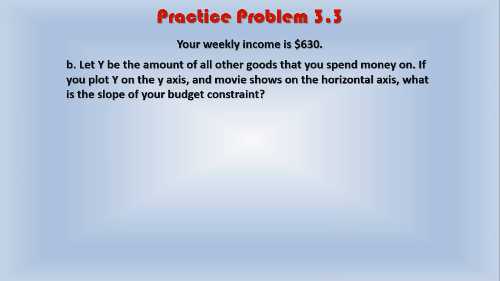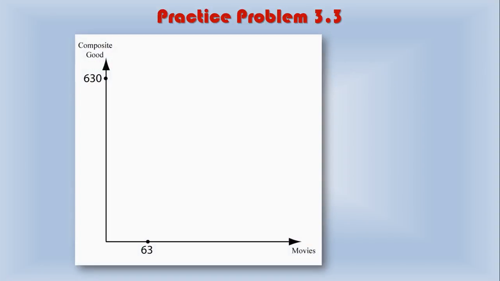If you plot Y on the y-axis and movie shows on the horizontal axis, what is the slope of your budget constraint? So remember, there's different ways to get the slope of the budget constraint. You can just remember that the slope of the budget constraint is the negative ratio of the price of the good on the x-axis to the price of the good on the y-axis. That's one way to do it, just by getting it out of your head. Another way is to derive it.